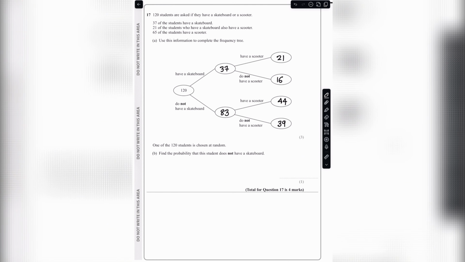In the second part of this question, we are told that one of the 120 students is chosen at random. Find the probability that this student does not have a skateboard. So all we need to do is look at the number of students that do not have a skateboard, which is 83, and divide that answer by the total number of students. So your final answer is 83 divided by 120.